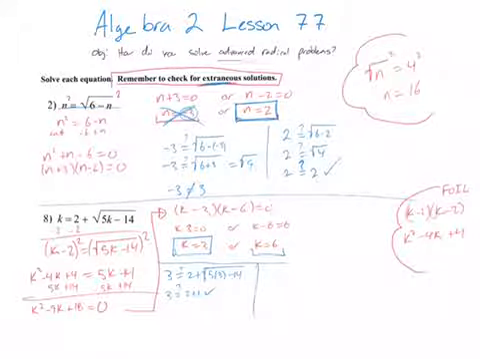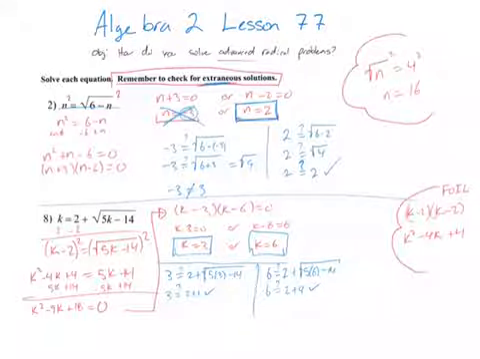Let's check the other one here. Is 6 equal to 2 plus the square root of 5 times 6 minus 14? 5 times 6 is 30, minus 14 is 16. Square root of 16 is 4, so is 6 equal to 2 plus 4? Well, yes, that one does too. So that is an answer as well.